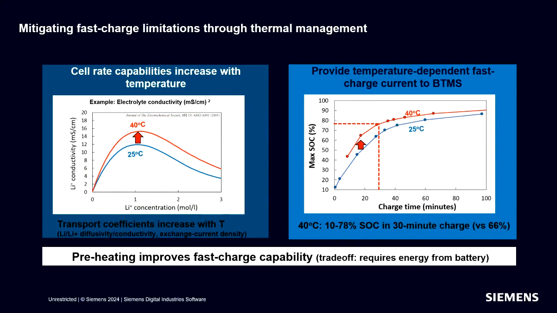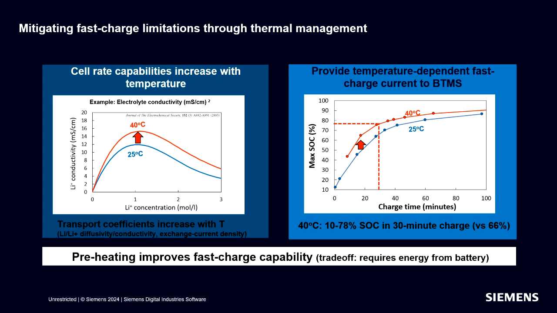Now, in addition to changes in the cell design, fast charge limitations can be mitigated through thermal management. Now, most kinetic parameters increase with temperature, and on the left, we showcase the example of high temperature electrolyte conductivity in a typical electrolyte. The same principles apply to other kinetic parameters, such as the lithium diffusivity in the active particles, the exchange current density at the particle-electrolyte interface, etc.